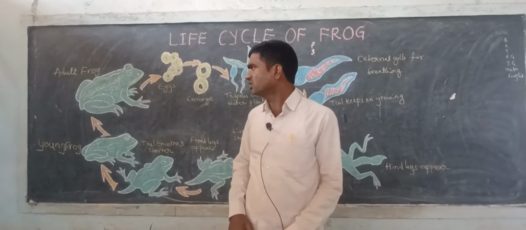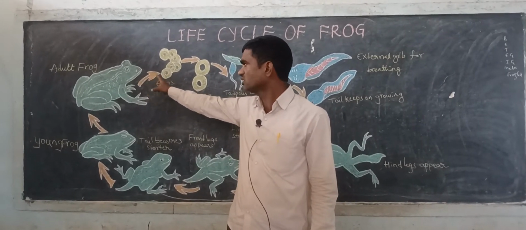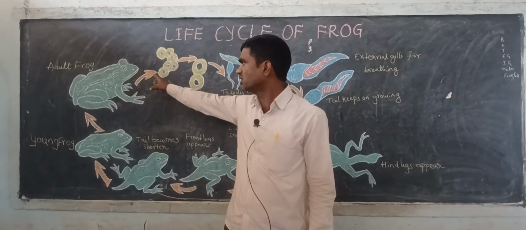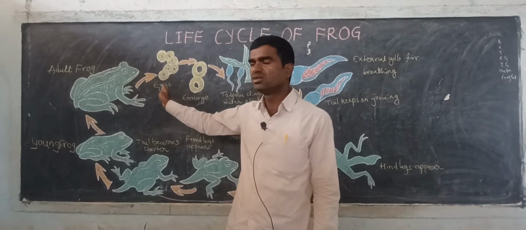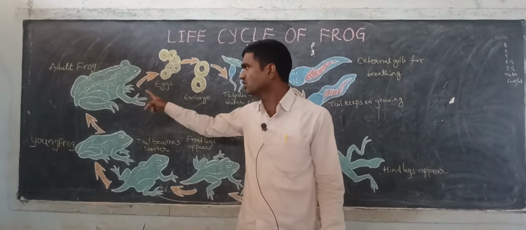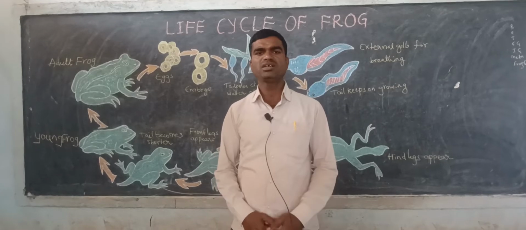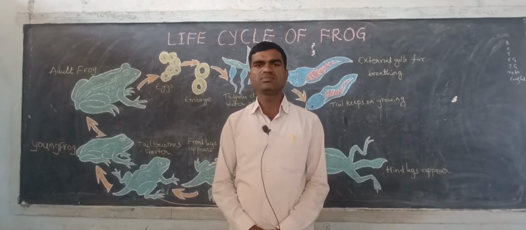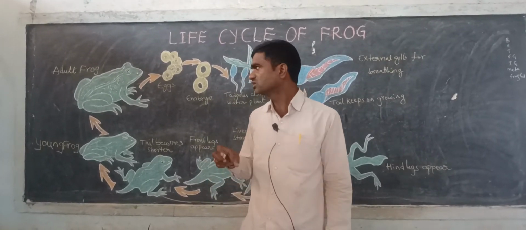The adult frog has forelimbs and hind limbs, skin, a pair of eyes, and a bifurcated tongue. All these morphological structures are there in the frog. Frogs are male and female, and both are separate, that's why they are called unisexual organisms.